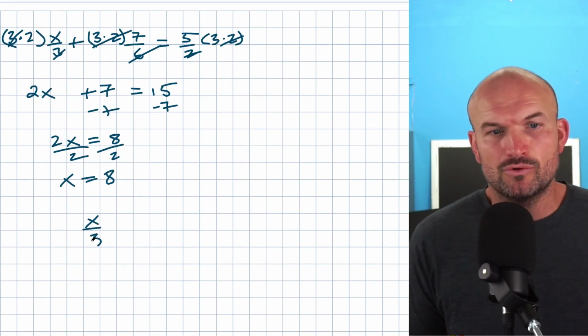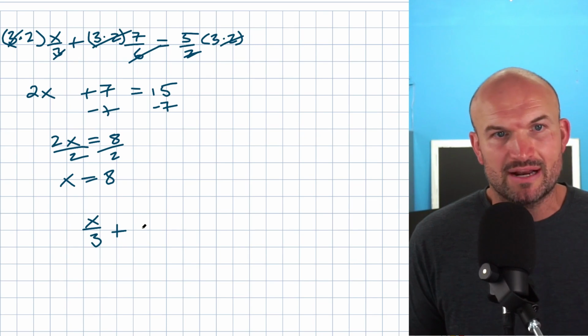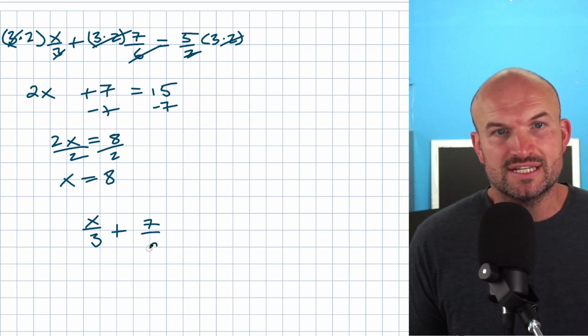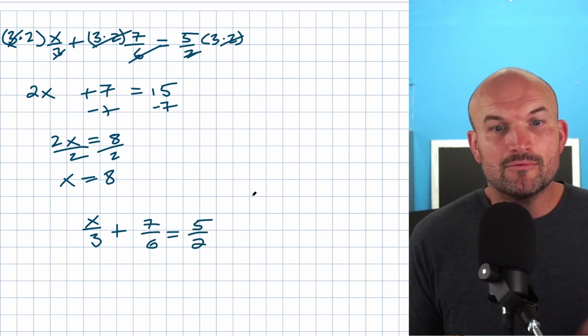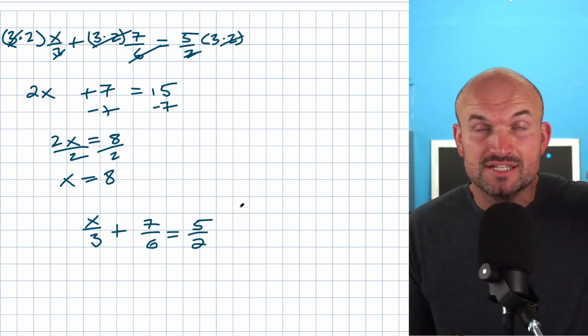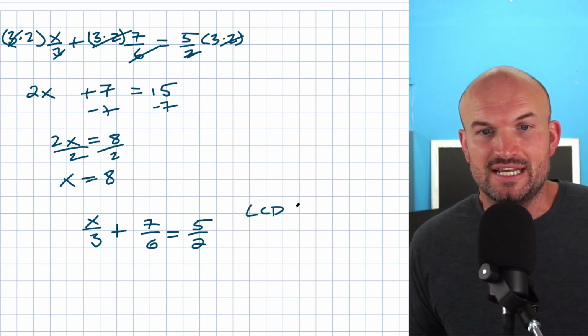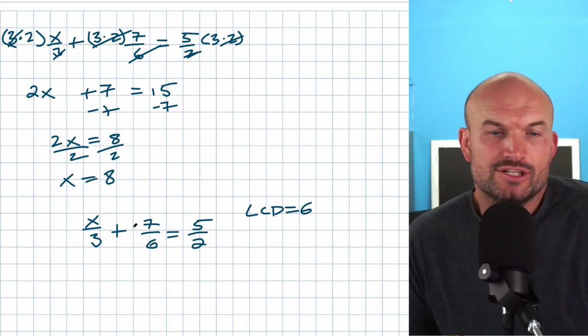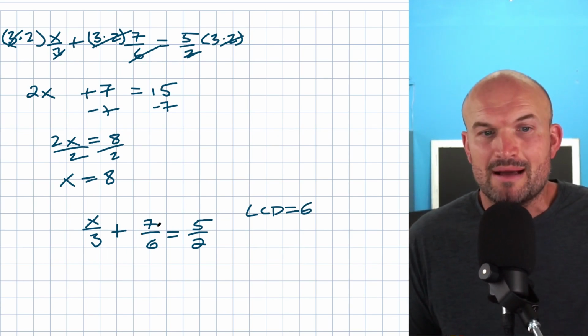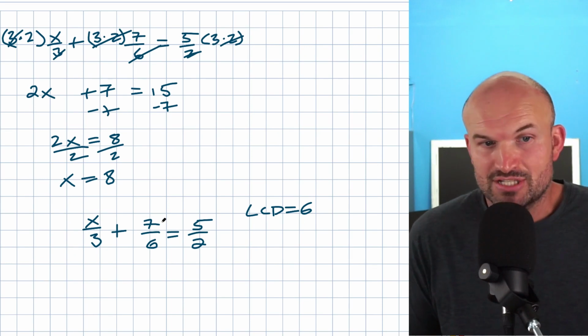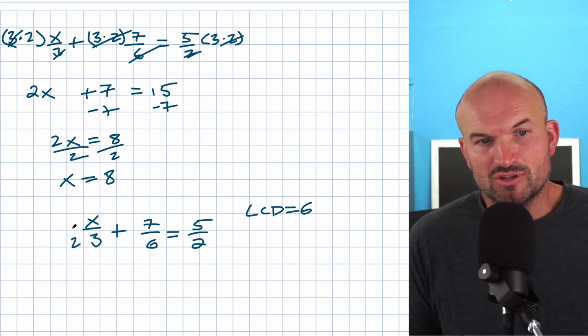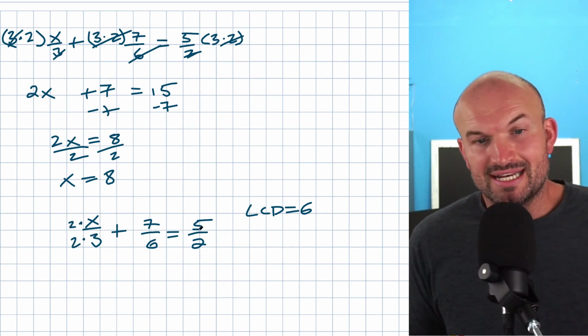So if I have my original equation, where there's x divided by 3 plus 7 over 6 is equal to 5/2. Now again, remember, we identified that the smallest number that the denominators all divide into is 6. So the LCD is equal to 6. Well, another way I can do this is just get a 6 for all of my denominators. So I already have a 6 here. That's good. To get a 6 here, I just need to multiply by 2 over 2. And to get a 6 over here, I just need to multiply by 3 over 3.